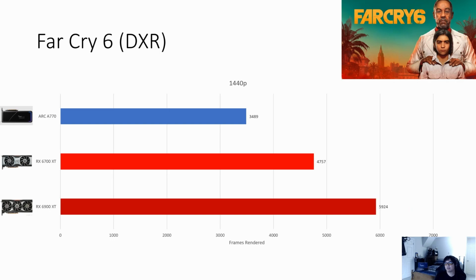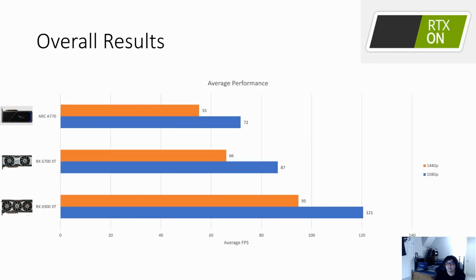And then if we look at the total frames rendered at 1440p, these are the results. So where does that leave us? Overall, this is the average results. So you can see the orange is going to be 1440p, and the blue is the 1080p.